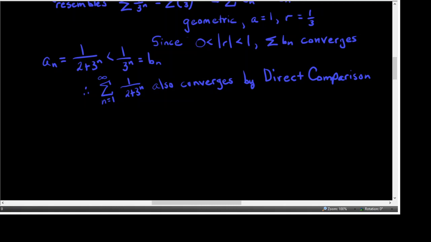So let's look at this one now. The sum from n equals 1 to infinity of n over 2n cubed plus 1. All right. So our a sub n, and like I said earlier, I always make a sub n the given one and b sub n the one that we're comparing it to.